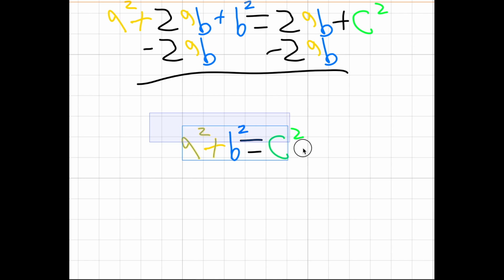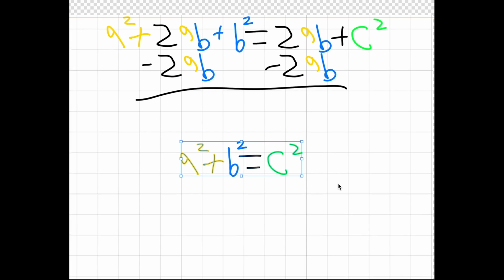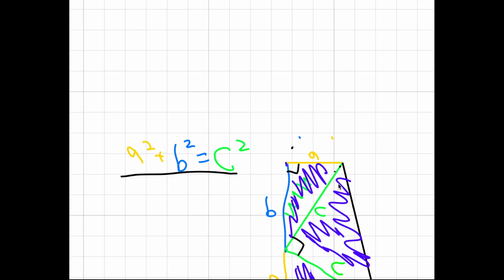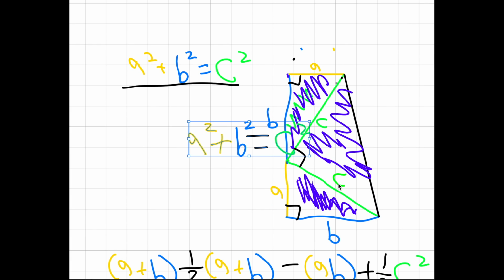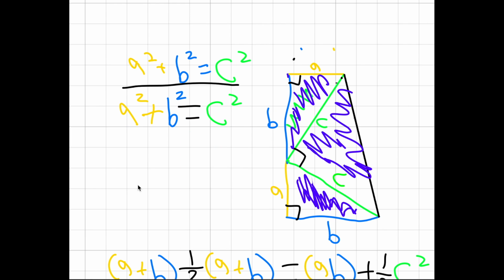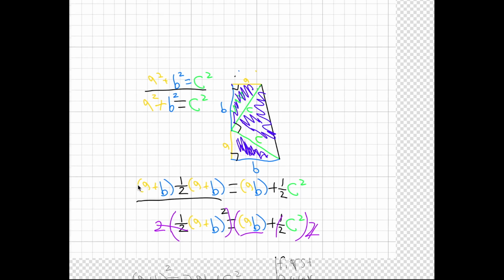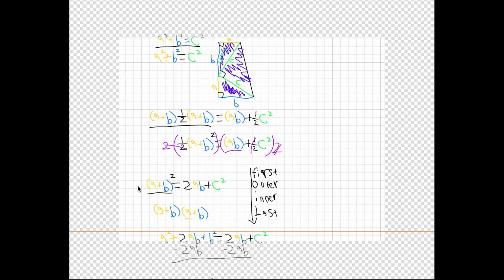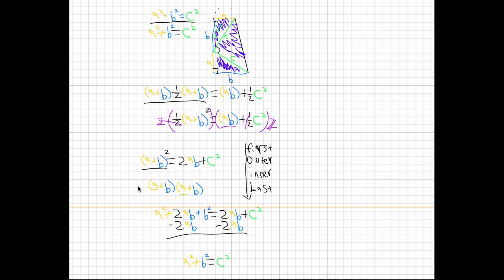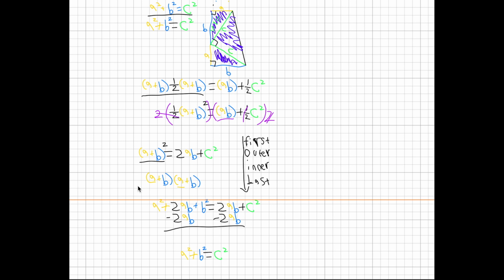So, if you want to check, copy. That's the first thing we want to try and prove. Paste. a squared plus b squared equals c squared. Yes! We did it, guys! Nice! Woohoo! Wow, it's so exciting.